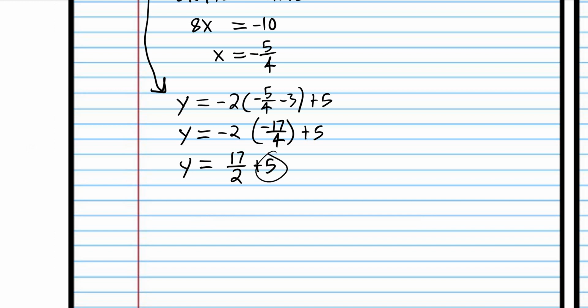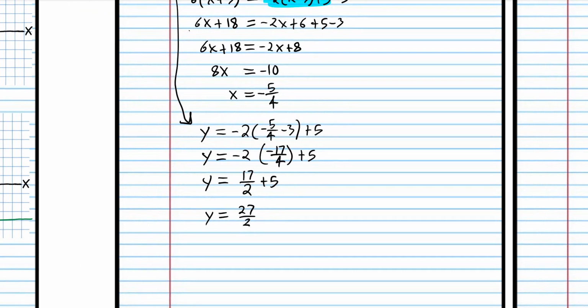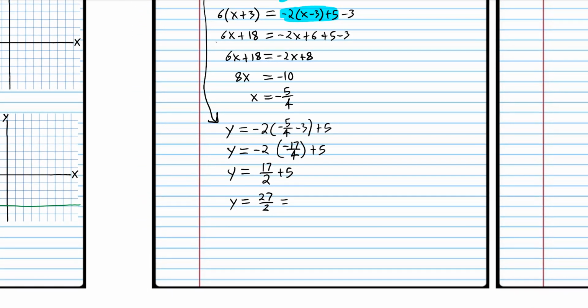So if you get a common denominator, again, whole number, you can just write it as over 1, multiply both sides by 2, and you get 10 over 2. So 5 becomes 10 over 2. 17 over 2 plus 10 over 2 is 27 over 2. So y equals 27 over 2. And if you want to, you can write it as a decimal. That would be 13.5, but I'm just going to leave it as a mixed number. All right, so writing as an ordered pair, our final answer would be negative 5 over 4 and 27 over 2.